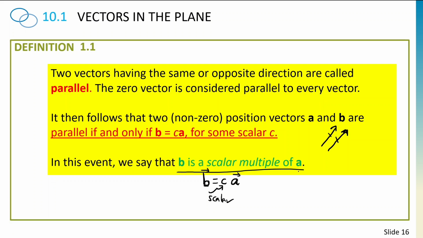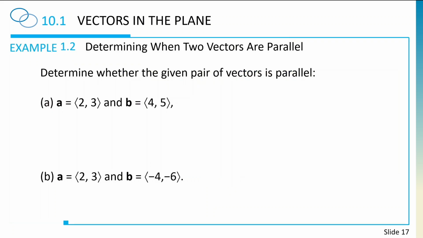Okay, how can we prove that? One way we can do it, see this question. It says determine whether the given pair of vectors is parallel. I need to see that they are parallel to each other. So what do we mean by parallel vectors? I mean that B can be written as C times A, a scalar multiple of A. Let's double check. If B can be written as CA, how can we prove that they are parallel to each other?